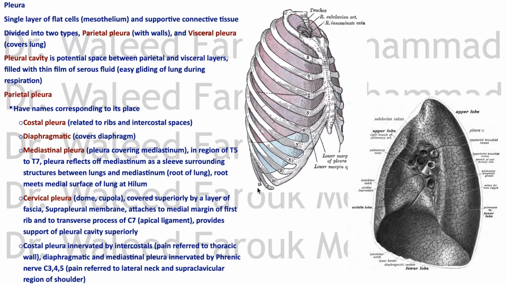Okay, the parietal pleura takes different names according to its site. There is a costal pleura, the pleura that's related to the rib cage. The diaphragmatic pleura covers the diaphragm and the base of the lung. The mediastinal pleura covers the medial sides of the lungs and the part that contains the hilum, and the cervical pleura, the part that projects into the neck, but actually not above the level of rib 1 posteriorly.